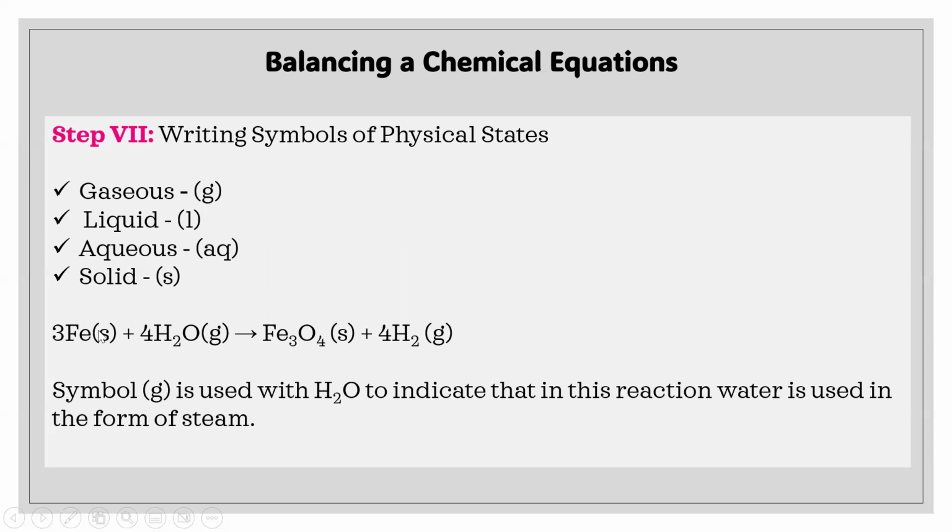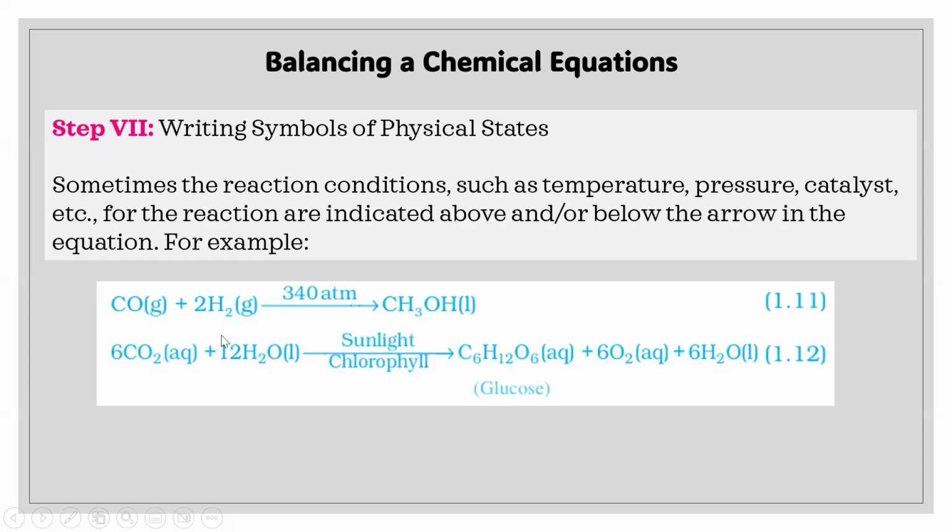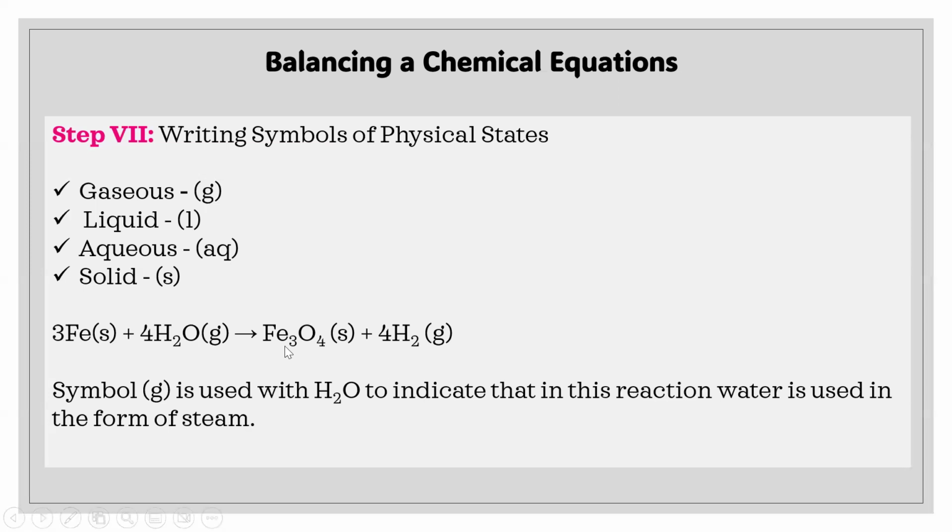Next, solid: see here, 3 iron is in solid state and 4 water is in gaseous state. Gaseous state means it is in steam. Next one is iron oxide. Iron oxide is in solid state and hydrogen is in gaseous state. Here the g symbol means it is in gaseous state. So water is taken as steam in this equation.